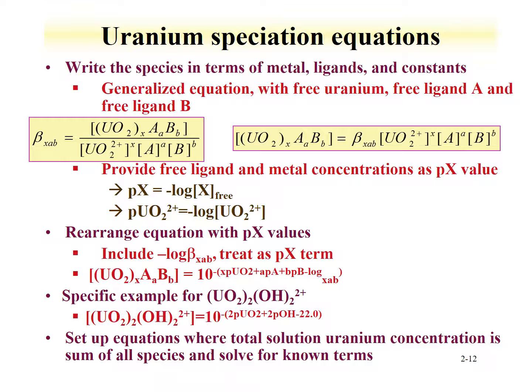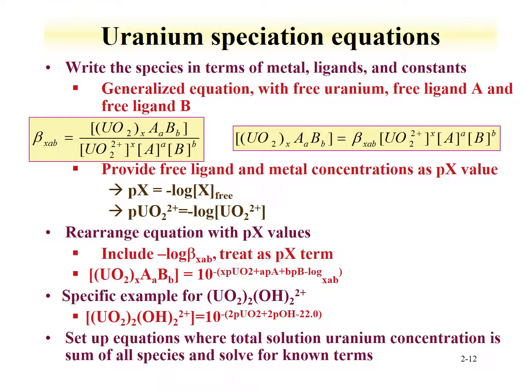I can rearrange this equation so that I can put these px values in along with the complexation constant to calculate the species of interest. I need to include the negative of the log of the complexation constant since I'm talking about px terms, so I just treat this as a minus the log term. And what this becomes is that the concentration of the species is just equal to 10 to the negative x p metal, so p uranium, plus a pa plus b pb minus log of the complexation constant.